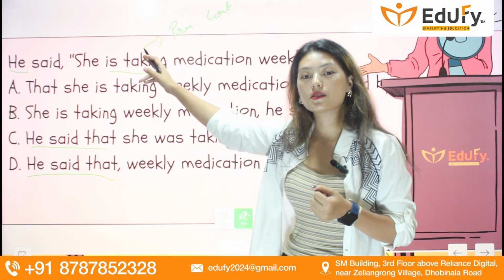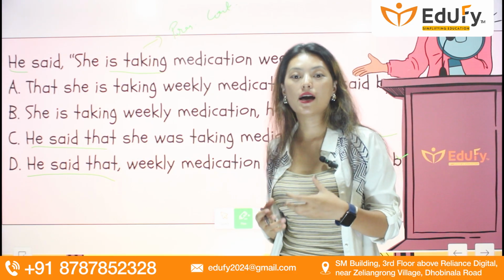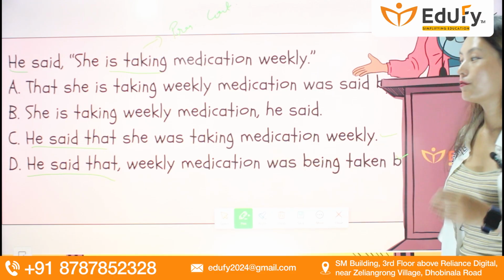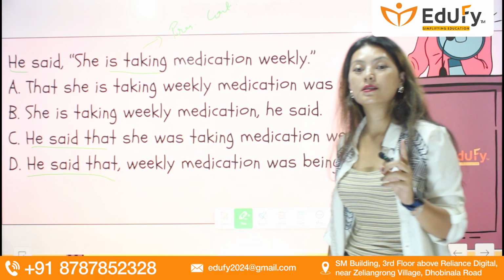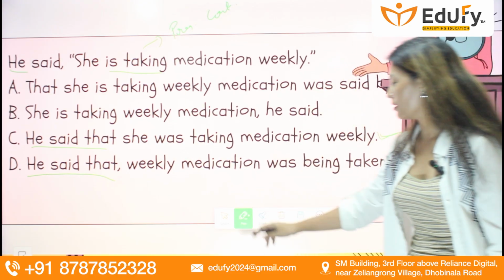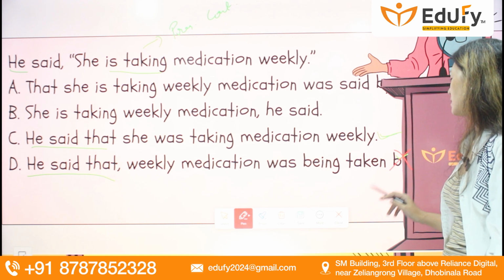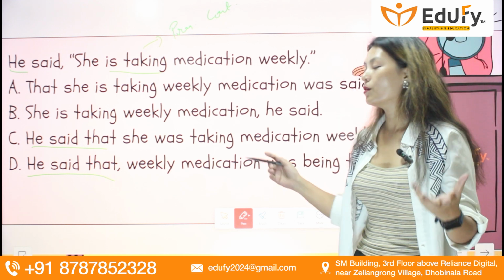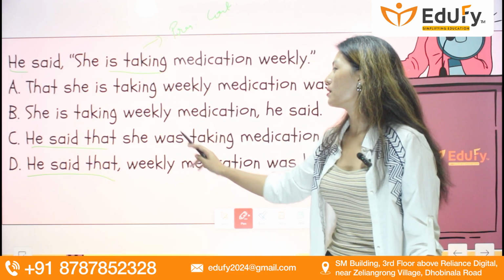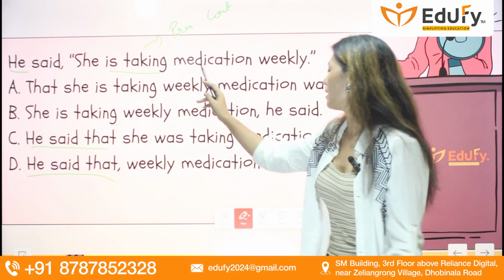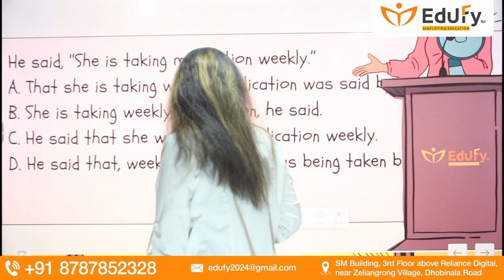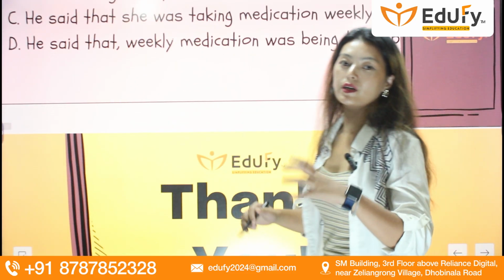So if you have to change this to indirect speech, what do you have to add? Past continuous tense. So both of these sentences have he said that, but only one contains what? Past continuous tense, which is option number C. So therefore, this becomes the wrong answer and option C is the right answer. How will you change this sentence here? He said that she is will change to was and taking remains the same since it's continuous, and then medication weekly. So this is how we change from direct to indirect, and with this we are ending the topic of direct and indirect speech.